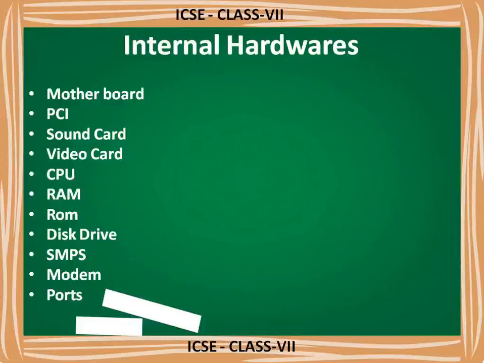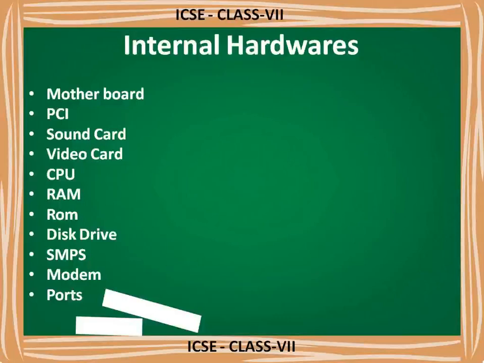It is present inside the CPU cabinet, and it connects the CPU, memory card, hard drive, optical drive, video card, sound card, and other expansion cards directly or via cables. So on a motherboard, plenty of cards are connected. Some cards are directly placed on the motherboard, and some components are connected with cables.